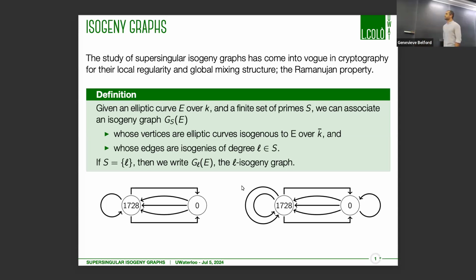So here are 2 examples. We're working in characteristic p equal to 11. We have 2 j-invariants, so 2 isomorphism classes of elliptic curves. On the left, you have the 2-isogeny graph. And on the right, you have the 3-isogeny graph. So one of the reasons why in cryptography we care a lot about these graphs is that they have a very nice regularity. And in fact, you can see that the 2-isogeny graph is 3-regular, so it's l+1 regular, and the 3-isogeny graph is 4-regular. Okay, so from each vertex you have l+1 outgoing and ingoing isogenies.